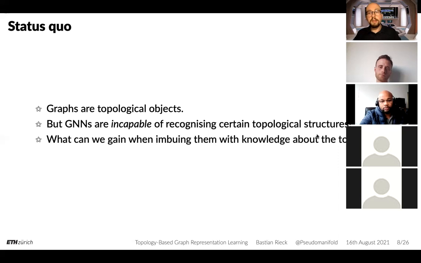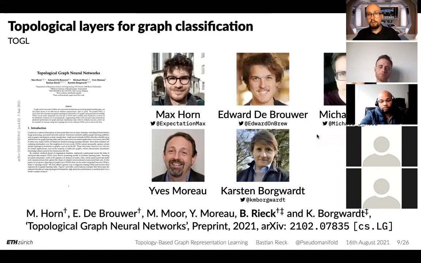So for instance, there is a problem with graph neural networks in counting the number of cycles in a network. Their capability of doing so depends on their layer structure and on the number of layers and on the number of parameters. So there are some fundamental restrictions to what they can do and what they can see in a graph. So another question is, and this is, I would say, one of the core questions in my research agenda, what can we gain when imbuing neural networks, or graph neural networks, to be more precise, with knowledge about the topology?